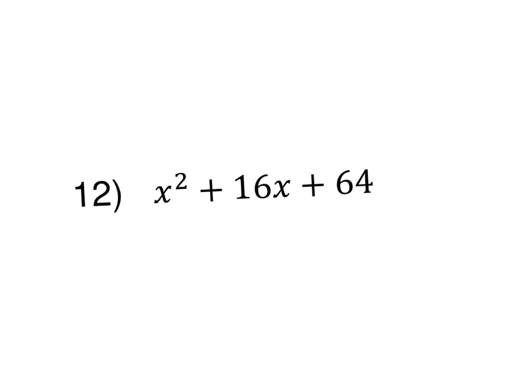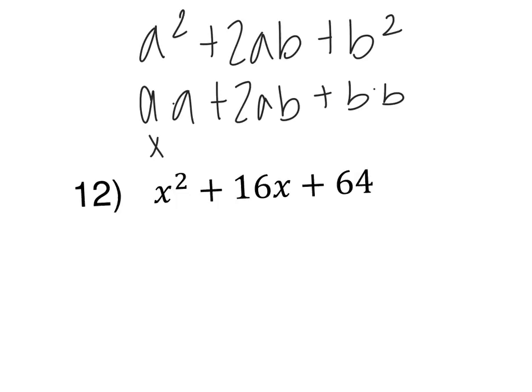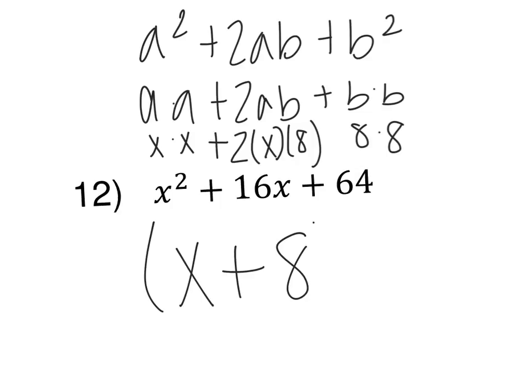Our last problem is problem 8. Well, this one has a plus sign in the middle, so this should be written as a squared plus 2ab plus b squared, which is a times a plus 2 times a times b plus b times b. Well, x squared would be x times x, b squared would be not 4 times 4. 64 is 8 times 8, so this middle part should be 2 times x times 8. Well, 2 times 8 is 16, so this is a perfect square trinomial. So it is going to factor into (x plus 8) squared.